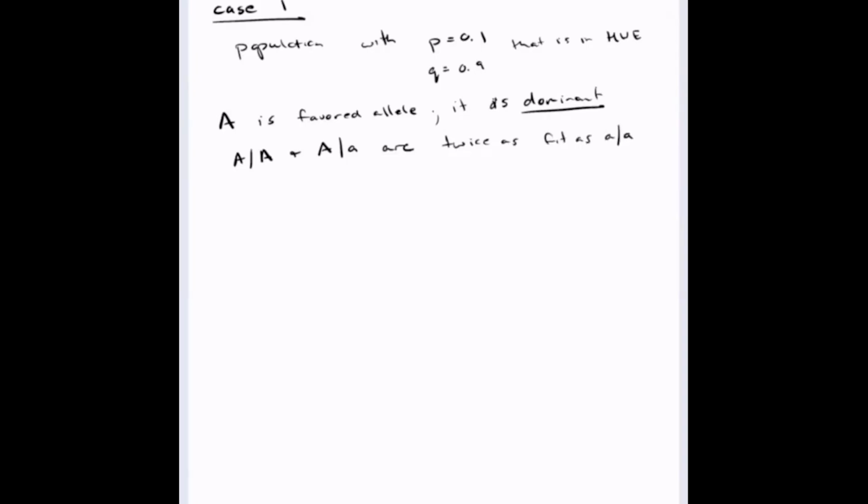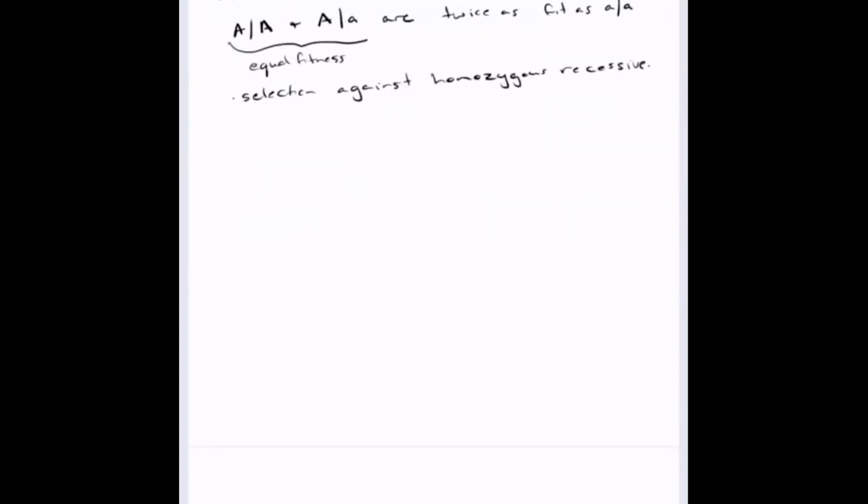And so this is, they have equal fitness, and there is selection against the homozygous recessive allele. And again, we're going to think about the implications of this differential fitness across generations as each new generation is being formed. And so to do that, let's make a table. Let's think about our generation at T0.